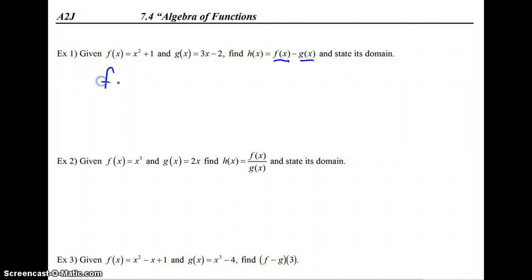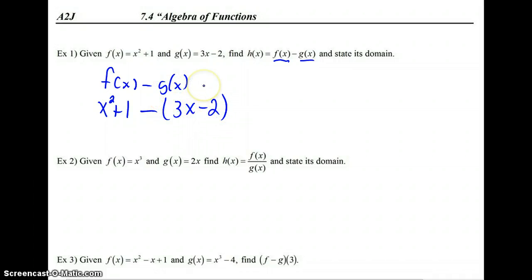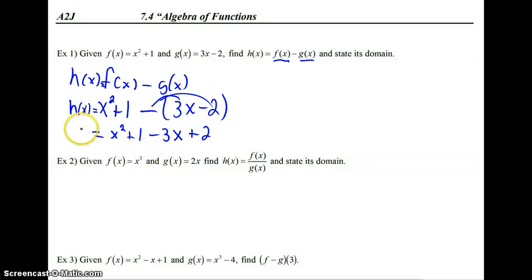Well, if I'm going to find f of x minus g of x, all I have to do is say f of x here is x squared plus 1 minus, now here's the thing, you need to put in parentheses. We're subtracting all of g of x. Make sure you put parentheses around that. Again, this is what h of x is, and we have h of x equals this subtraction. Well, distribute a negative. We've been seeing that all year long. And we will get negative 3x. Negative times a negative is a positive, so this becomes a plus 2.